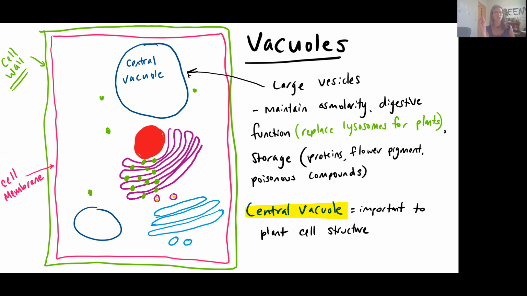When we talk about that central vacuole in the plant cell, we'll see that it's very important for the overall structure of that plant cell. Remember, vacuoles are not limited to plants. We're just seeing them having a pretty important role here.